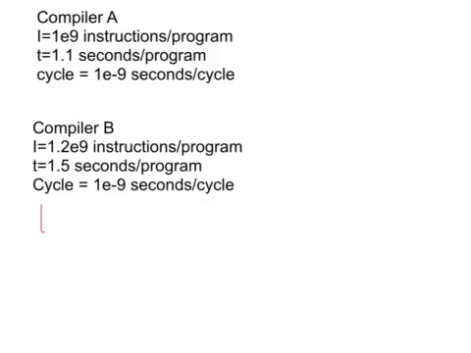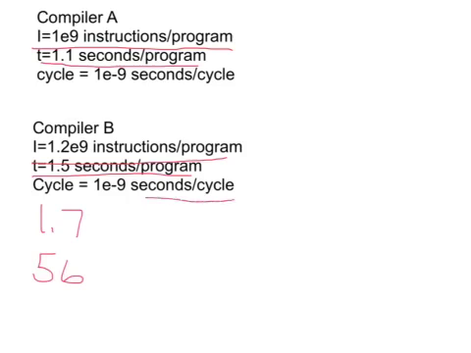Problem. I'm doing problem 1.7 on page 56. It says, assume that for a program, compiler A results in a dynamic instruction count of 1 times 10 to the 9th and has an execution time of 1.1 seconds, while compiler B results in a dynamic instruction count of 1.2 times 10 to the 9th and has an execution time of 1.5 seconds. Find the average CPI for the program given that the processor has a clock cycle time of 1 nanosecond.